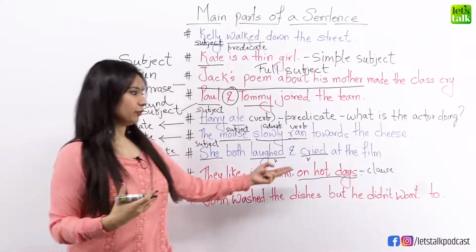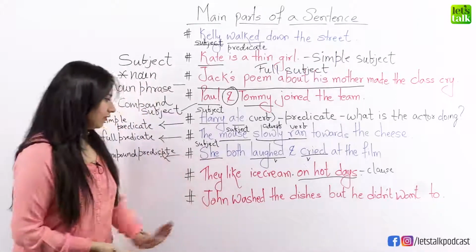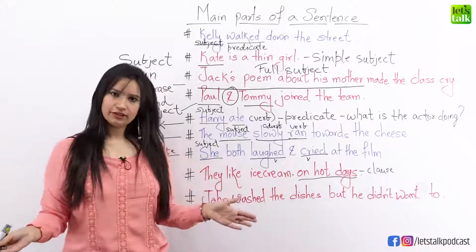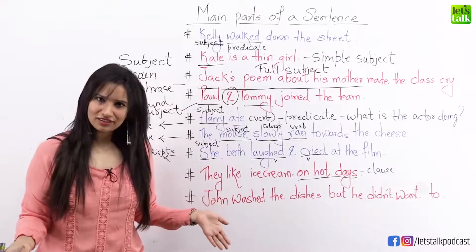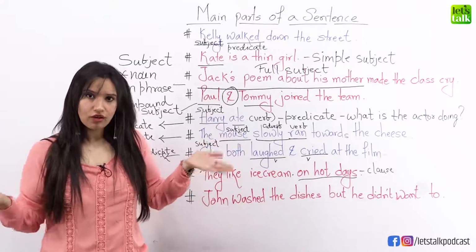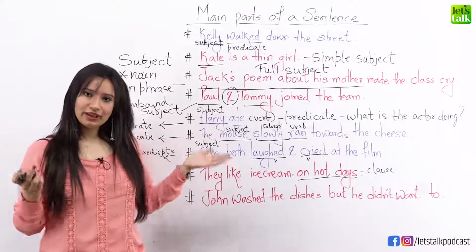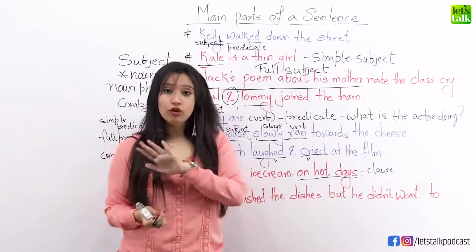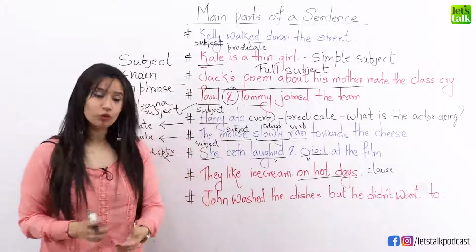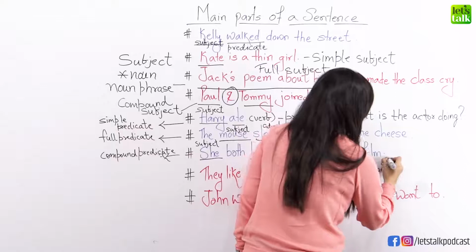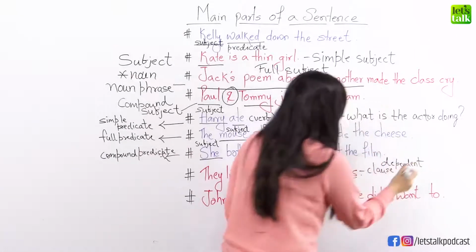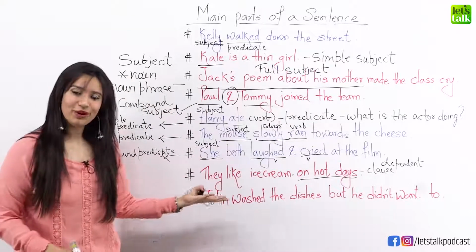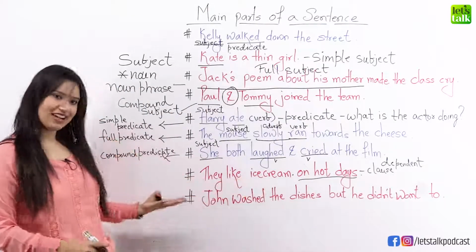So they like ice cream on hot days. Okay, if I say they like ice cream, it's a full sentence, isn't it? But if I say on hot days, is it a full sentence? If I say only on hot days, it's not. So whenever a clause cannot stand on its own, it's called a dependent clause, because it's dependent on the main part of the sentence, which is they like ice cream.